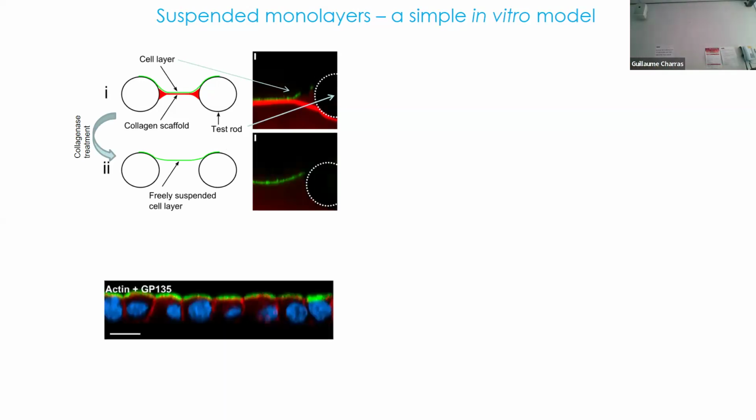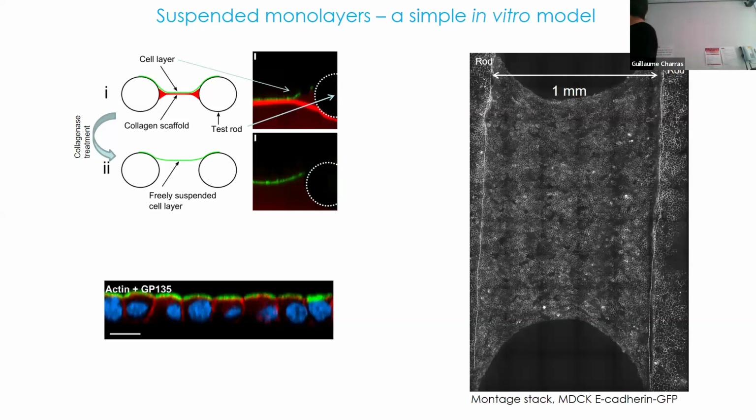So in spite of removing the substrate, the epithelium maintains some atypical basal polarity so that you still have a very clear apical side. Here we're looking at GP135 in green, which is a classic apical marker for epithelia. And that's what this looks like. You've got one test rod here, here is the other test rod, and all of this tissue in between is suspended and cells are just attached to one another via cell-cell junctions. And there is something like 10 or 20,000 cells within that region.